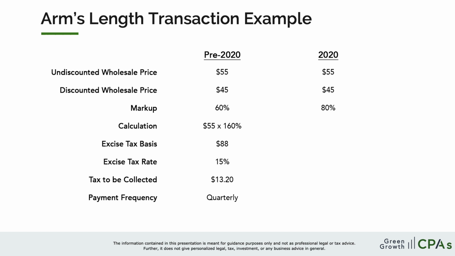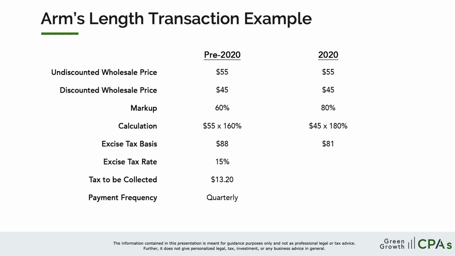Now in 2020, same price here. I'm going to only change what is actually changing in 2020. So same wholesale price of $55, same discounted price of $45, but then you see that the markup has gone from 60 to 80%. So let's look at that calculation now. You can use that discounted price in your calculation. So you've got $45 times 180%, or 1.8. Then that excise tax basis is now $81.